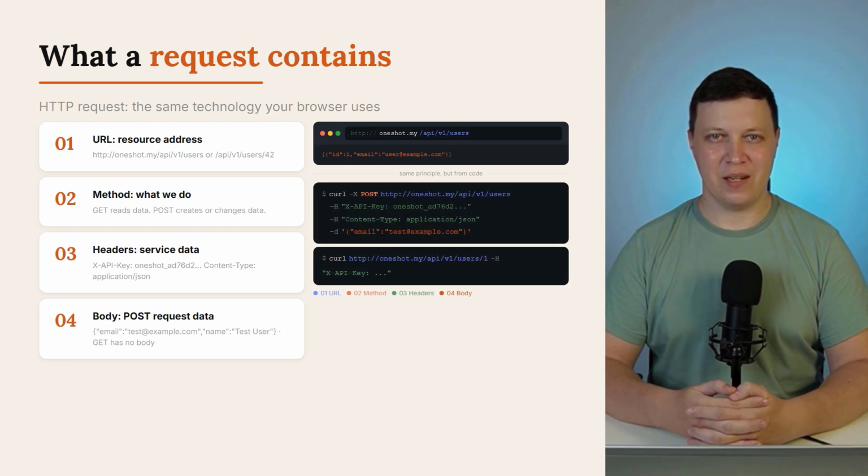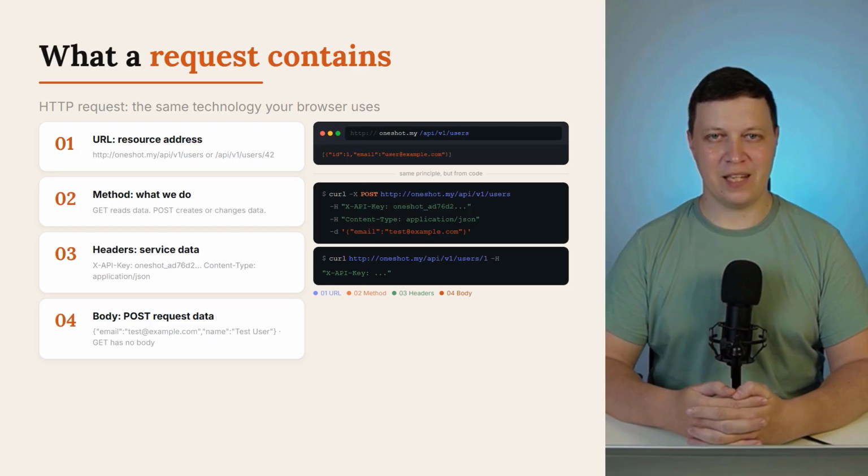Fourth is the request body, only present on POST requests. This is the actual data you're sending to the server, what you want to create or change, usually JSON as well. JSON is text in a specific format, curly braces, keys and values separated by colons. For example, a user object with name, email, and role fields. Every programming language can read JSON and produce it. It's the universal language between services.